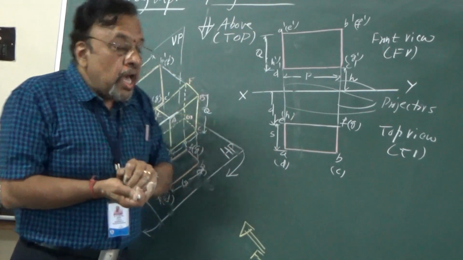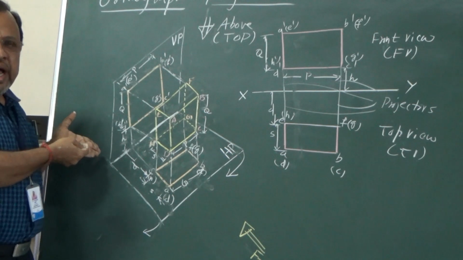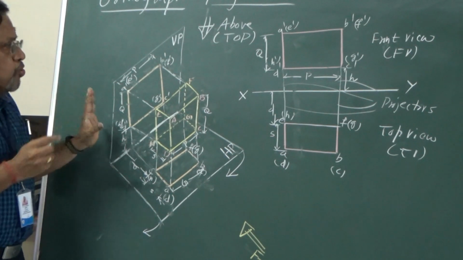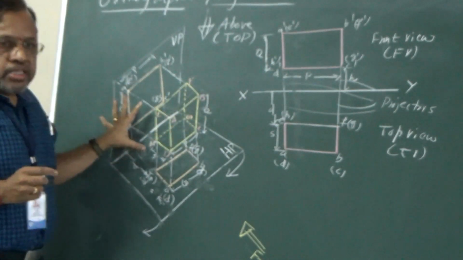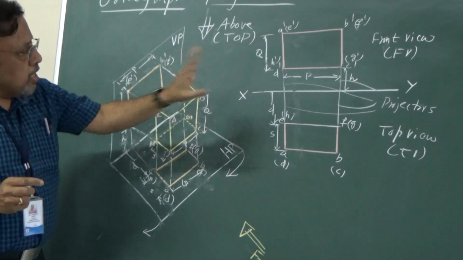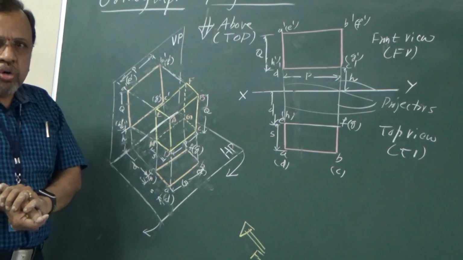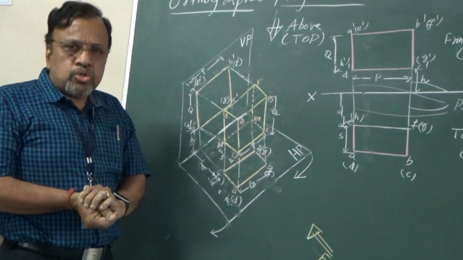So as you can see, I have done this only for illustration. You need to actually do this in your drawing sheets. You are going to do only this orthographic projection, but the only thing is you need to understand the concepts. If you understand the concepts properly, then things will be easier. I think we will stop now. In the next class, we will continue with further analysis of orthographic projection.